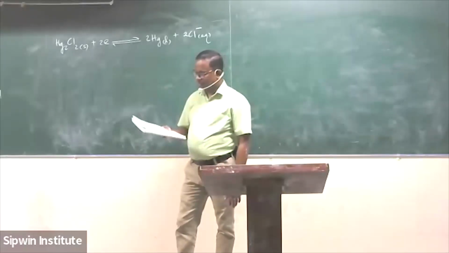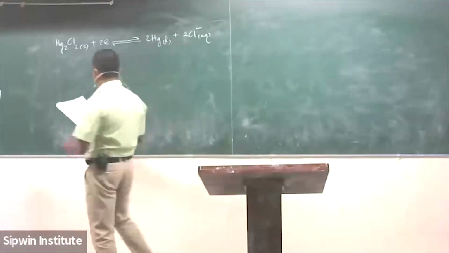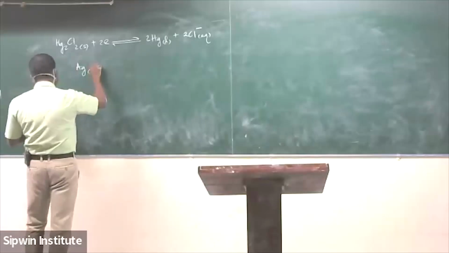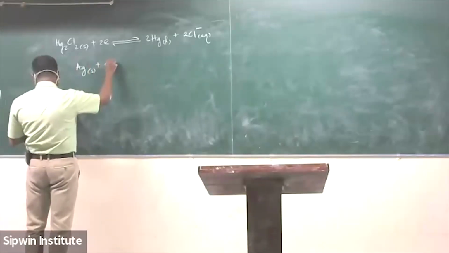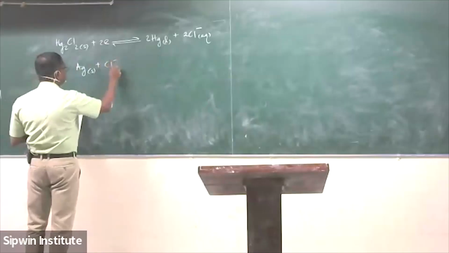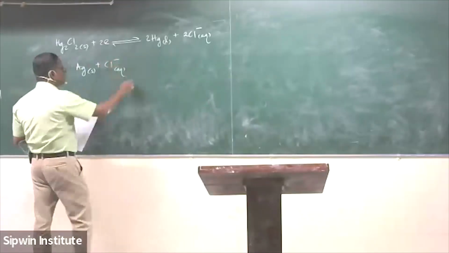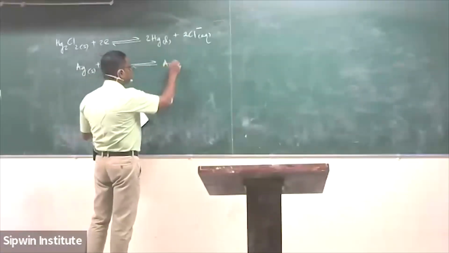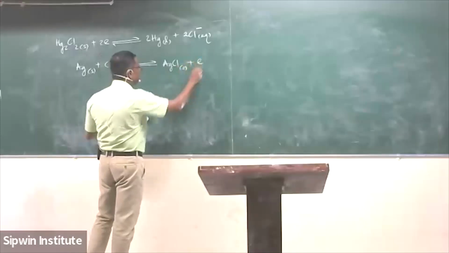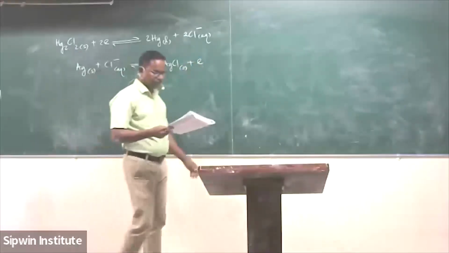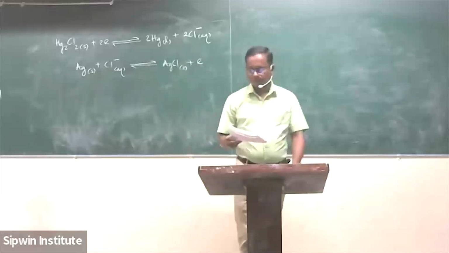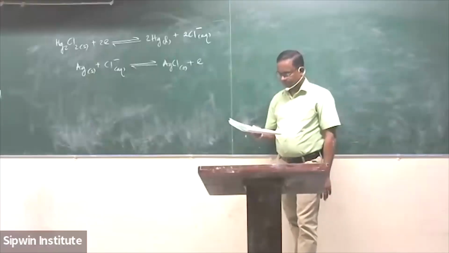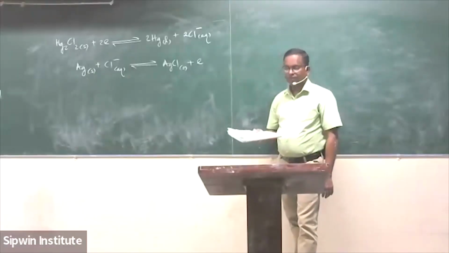Then the oxidation reaction: silver solid, Cl minus aqueous, gives silver chloride solid and an electron. Silver, Cl minus aqueous, silver chloride, electron. Oxidation. Now the cell reaction.